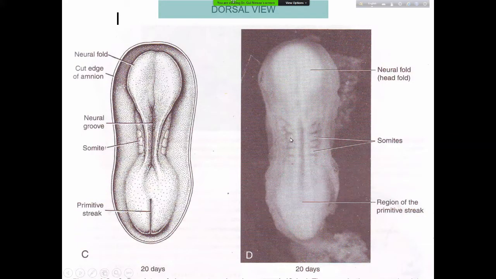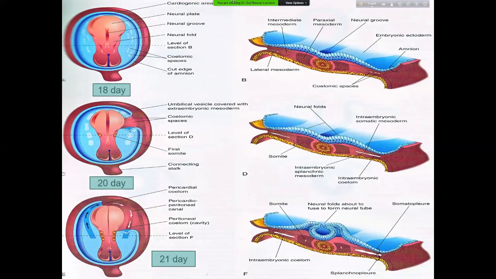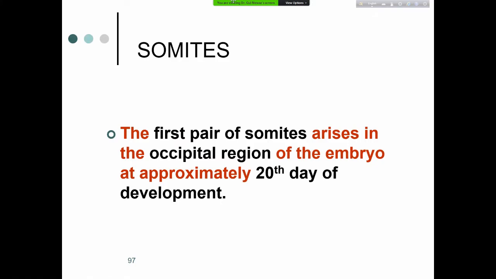Look here, a real picture of an embryo, 20 days, 1, 2, 3, 4, 5 somites are here. And now the somites, these are important. These are like mathematics. So the first pair of somites arises in the occipital region of the embryo at approximately the 20th day of development, that is the end of the 3rd week. Think about your occipital region, the back of the head.